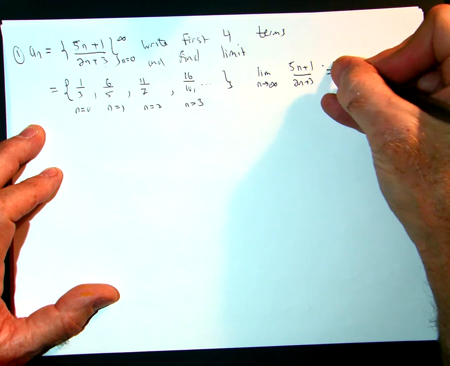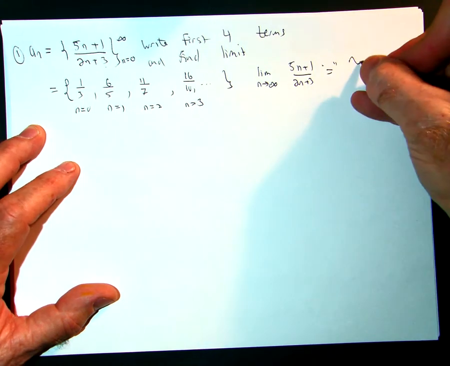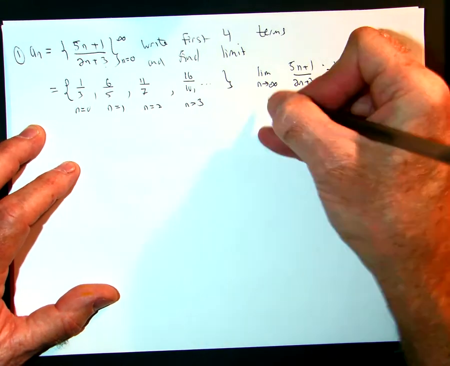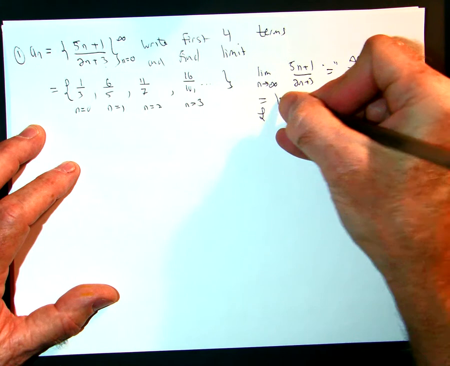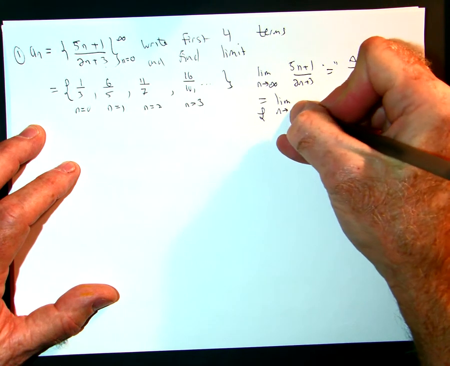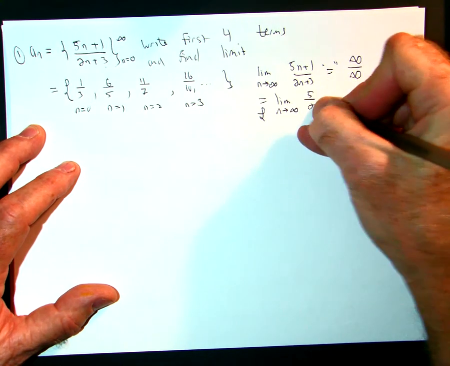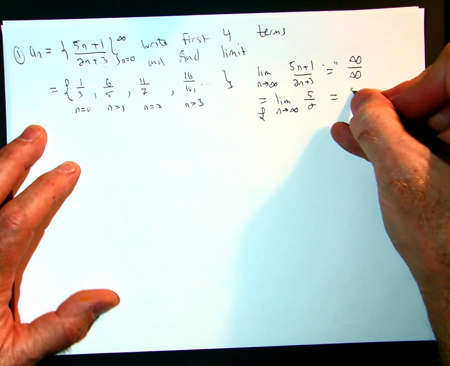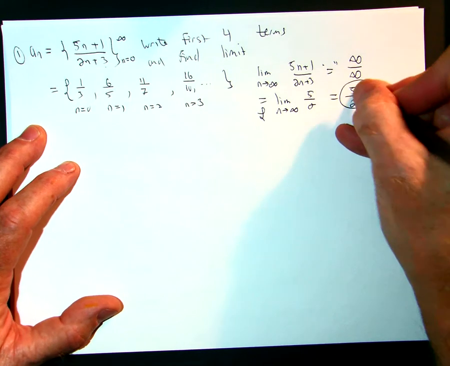Okay, that's going to be equal to infinity over infinity. That means I can use L'Hopital. I take the derivatives. I get 5/2. Limit n goes to infinity, 5/2 is just 5/2. That's my answer.